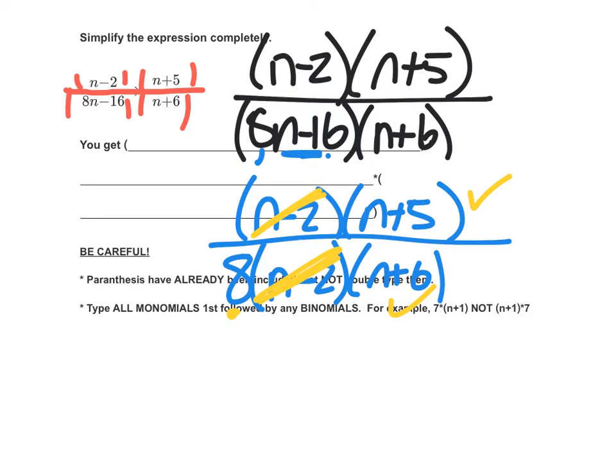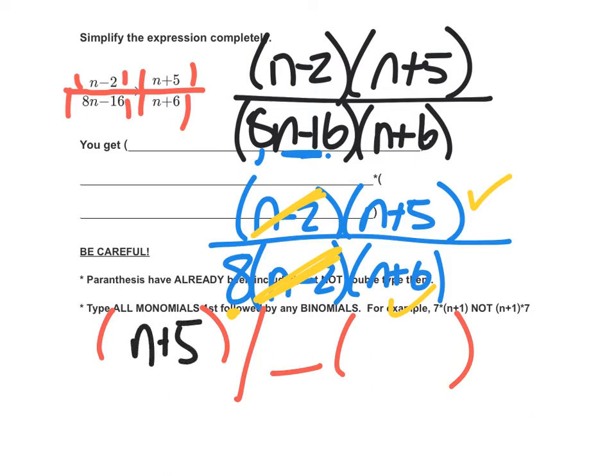So in the spaces here, I actually have this. It shows that I have parentheses divided by something, and then parentheses again. So what I want you to type in here is the n plus 5. Don't type the parentheses, I already have them. This is called a monomial. It's a one-piecer, so that goes there by itself, not in parentheses. And then wrap it up with the n plus 6, and that is how you simplify.